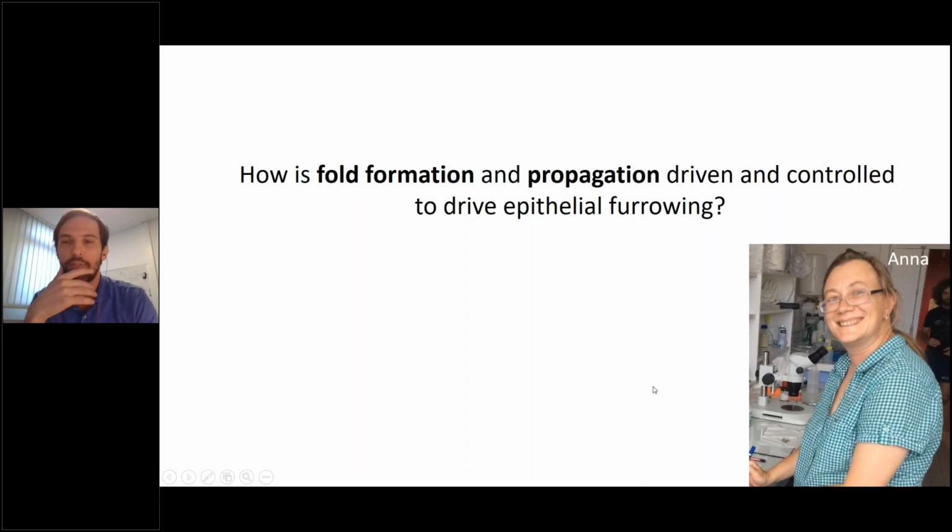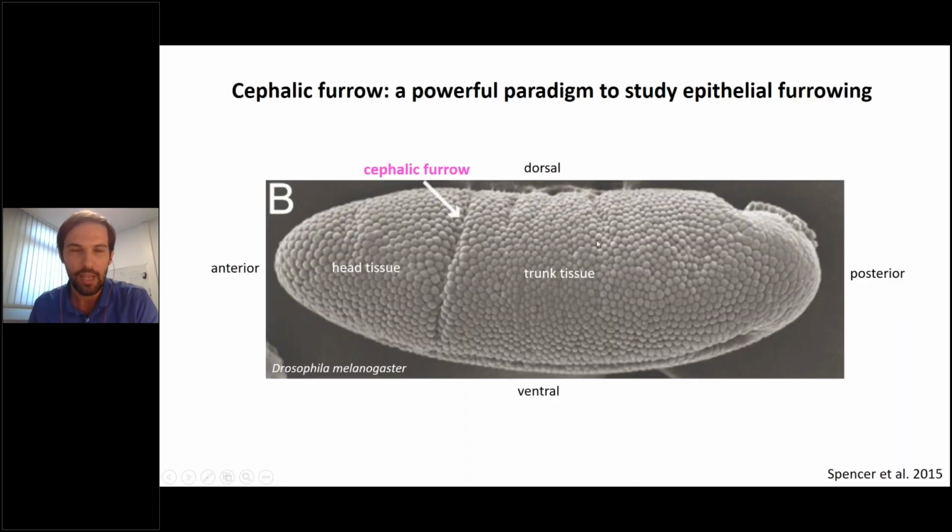This project has been developed by Anna, who is a very talented postdoc in the lab. Anna decided to study the cephalic furrow, which is a furrow in the developing Drosophila melanogaster, the fruit fly embryo, that travels along the dorsal ventral axis of the embryo and separates the head tissue of the embryo from the trunk tissue. Here I'm showing anterior on the left side, posterior on the right side, dorsal and ventral, top and bottom.